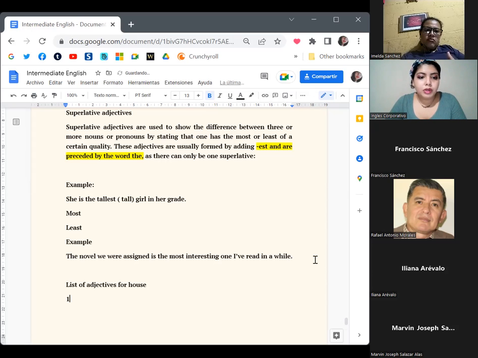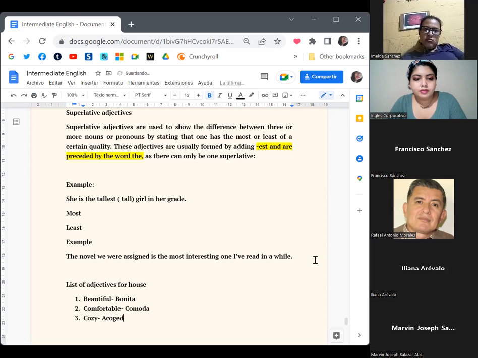So, we are going to start with the word beautiful. That is very common. That in Spanish means bonito o bonita. Pero como estamos hablando de casas, we are going to say bonita. Number two, comfortable. Comfortable, it means cómoda. Then we have cozy. That means acogedor. Or elegant. Elegante.